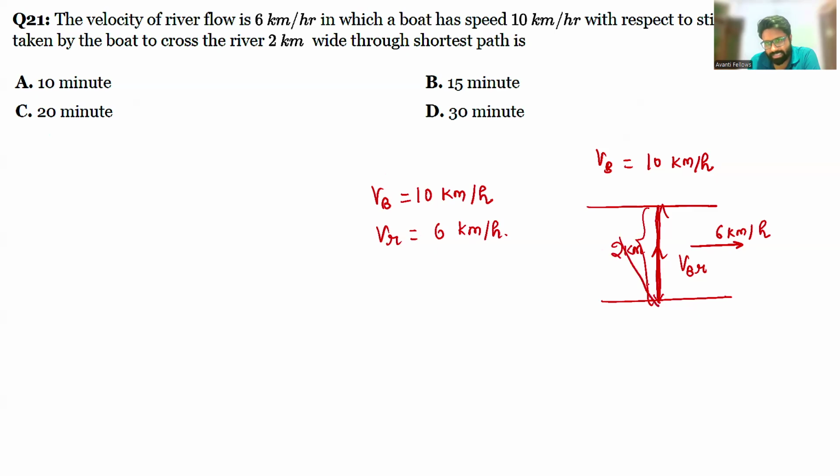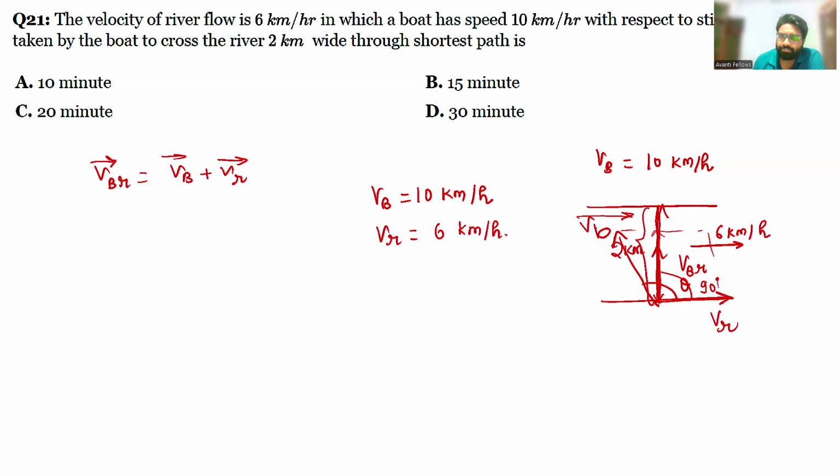As one method, you can say that this is VB and this is VR. You can take the component, which will be perpendicular. Let's say this angle is theta between VB and VR, and the angle between VBR and VR is 90 degrees. Clear? So here we can say that VBR is VB plus VR, relative velocity concept.